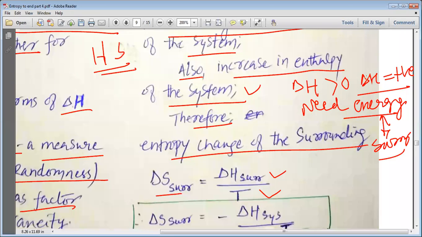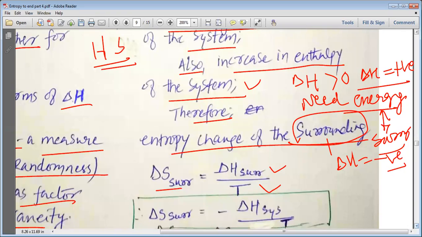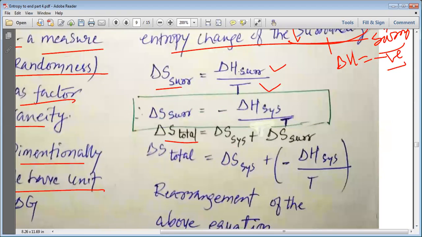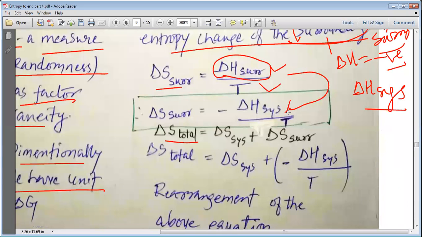So if the enthalpy of the system increases, the enthalpy of the surrounding must decrease. So for the surrounding, we have delta H is equal to minus. That is why, my dear students, for the surrounding you write delta H surrounding. But instead of delta H surrounding, if you write delta H system, then this energy which delta H system requires comes from the surroundings, and that is why instead of delta H surrounding, we can write delta H system.